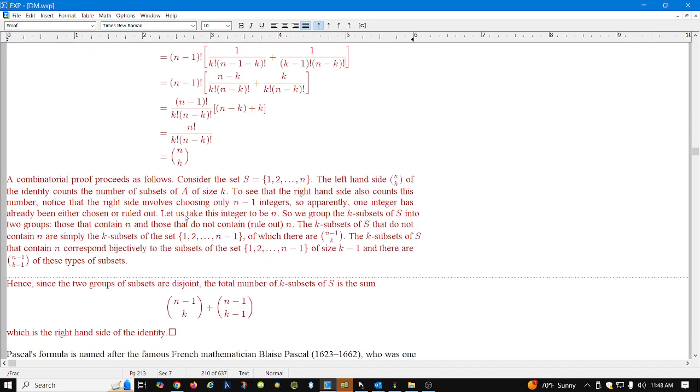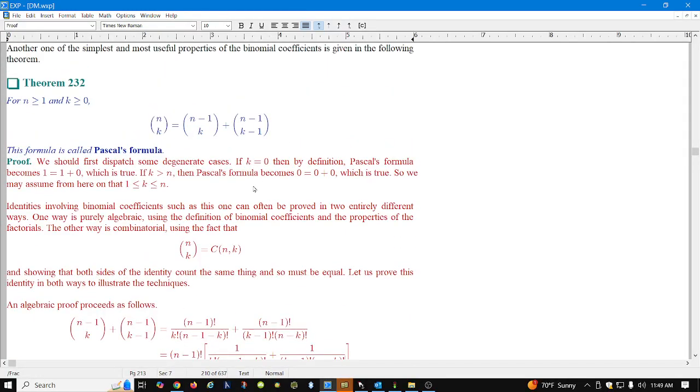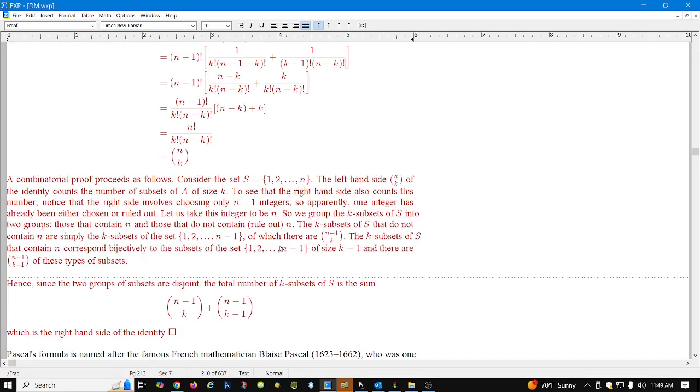So in some sense, one of the elements of the underlying set S has either been chosen already or it's been ruled out. And we're free to take that integer to be any one we want, but 1 is convenient, n is convenient, so we'll take n. And because there are two terms, this is begging us to divide the problem into two parts. What are the obvious choices? The k subsets of S that contain n, and the k subsets of S that do not contain n.